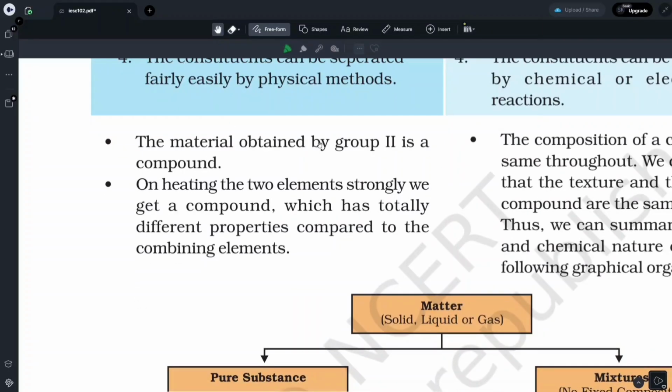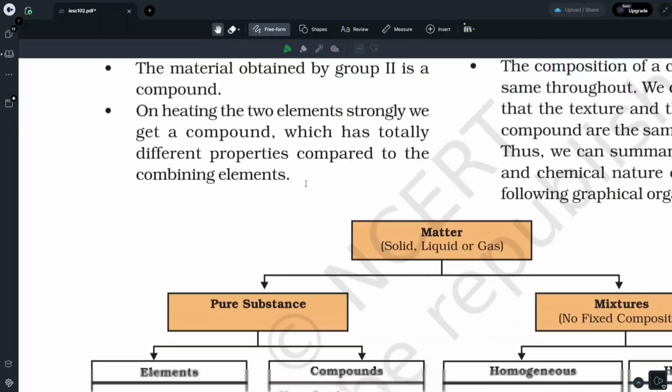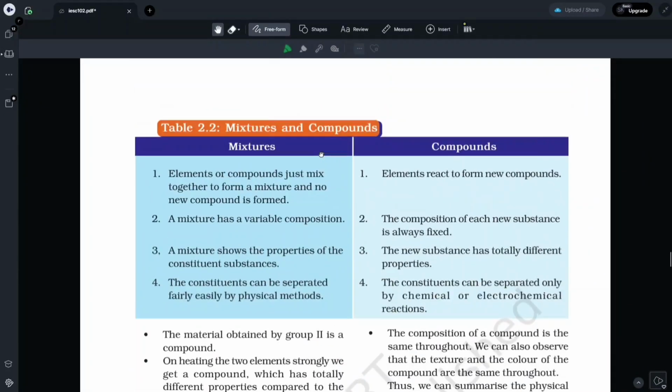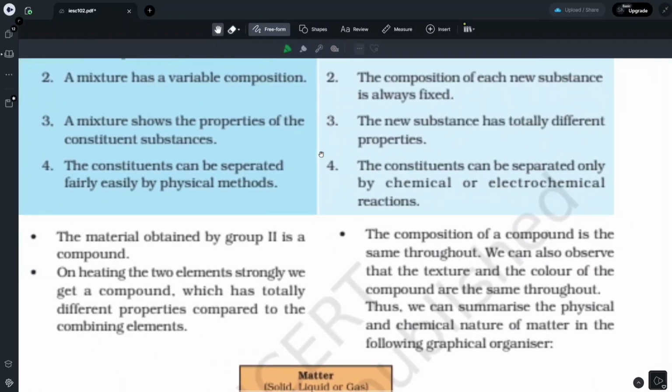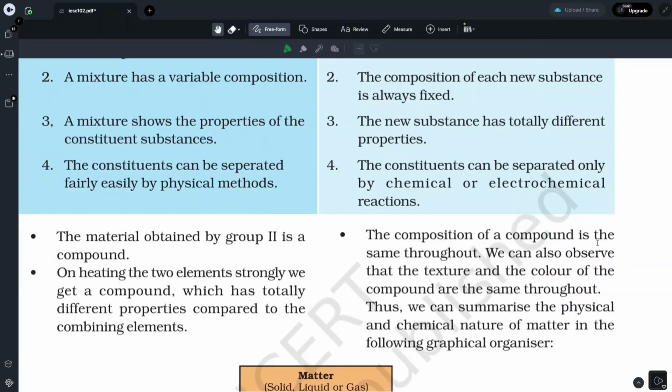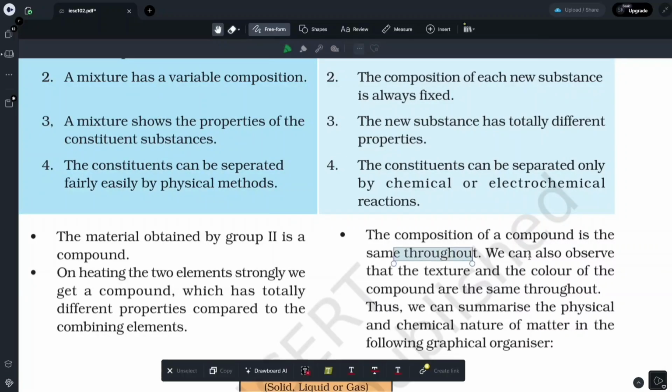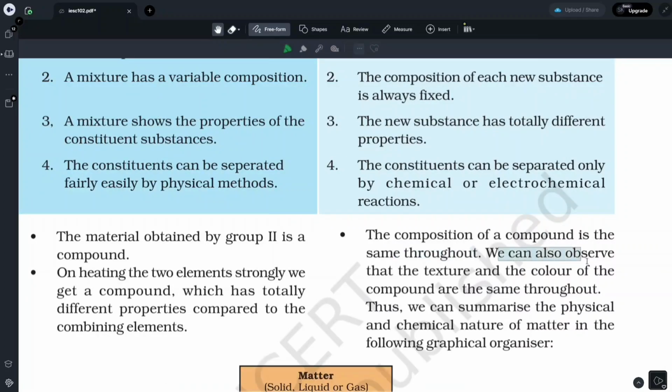The material obtained by group 2 is a compound. On heating the two elements strongly, we get a compound which has totally different properties compared to the combining elements. The composition of a compound is the same throughout. We can also observe that the texture and the color of the compound are the same throughout.